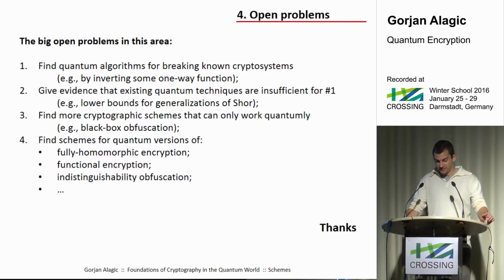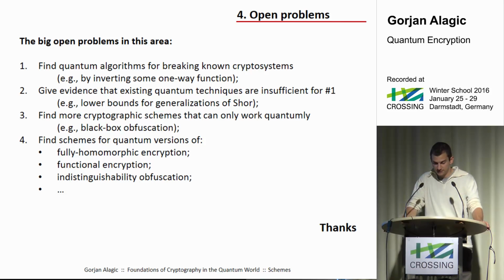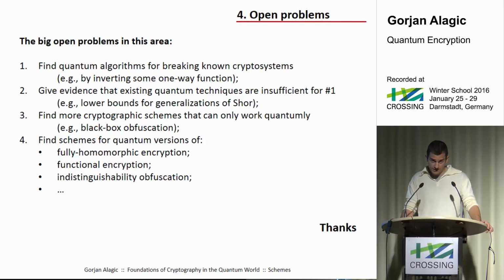Another thing you could try to do is get evidence that existing quantum techniques are insufficient for breaking these crypto systems. And there are some results in this direction, which basically amount to certain lower bounds for generalizations of Shor's algorithm. There's a paper about McEliece, which Martin I think briefly mentioned, which shows that the very basic Shor technique wouldn't work for breaking McEliece in a certain known code adversary model. So these kinds of results are very important as well. And again, very few people are working on them.